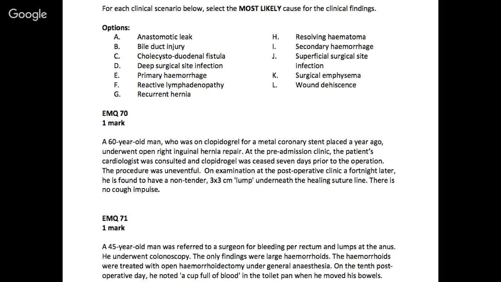Good. Again, you've got to read the question. They're putting things in there for a reason, right? They've mentioned clopidogrel twice in the one question, and they've also mentioned a cardiologist, okay? So even just from those words, you know it's got to be something to do with blood. And it's not a hemorrhage, it's not bleeding, but there's a lump, which is a hematoma, a collection of blood. So it's a resolving hematoma. There's no cough impulse, which means it's not going to be a hernia or a lump, right? Does that make sense? So it's just about finding the relevant parts in the question.